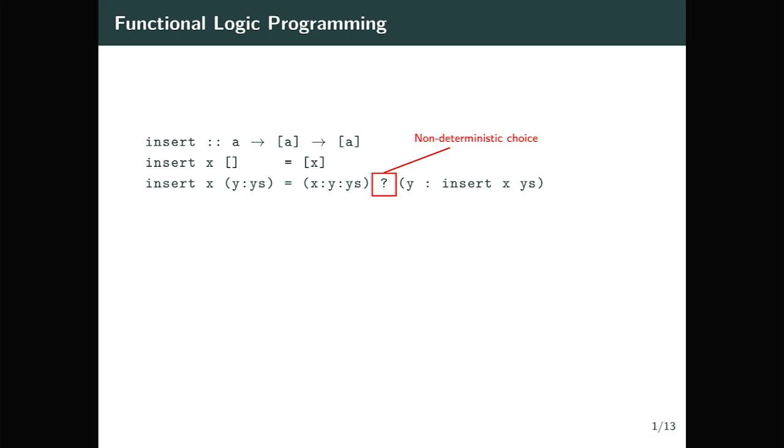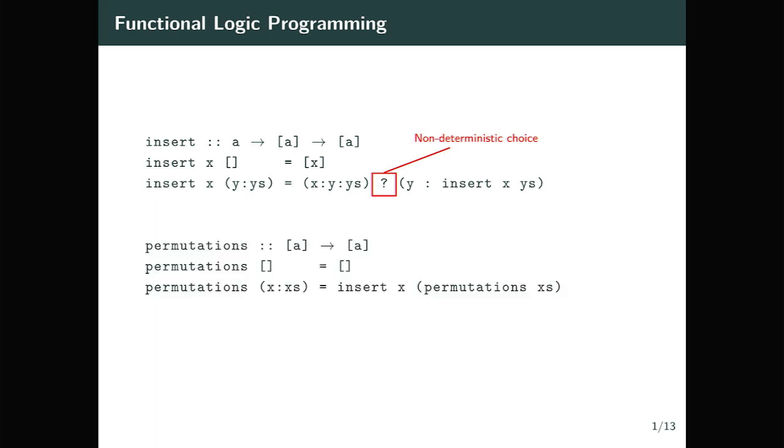And the power of functional logic programming is that we can integrate this with normal functions. For example, we can write a permutations function, which should take a list and return all permutations of that list. We can use the non-deterministic insert function for generating all permutations of a list by inserting the x in every position of the permutations of the tail of the input list.